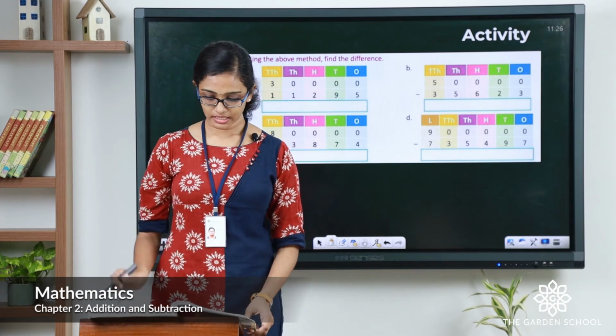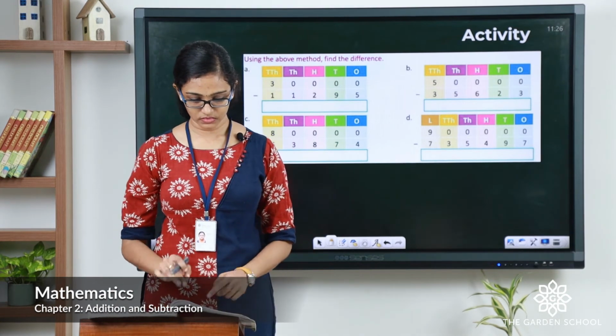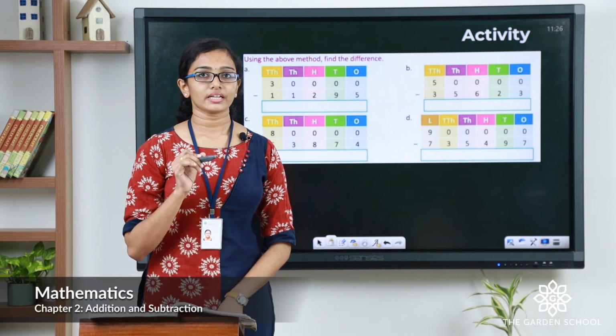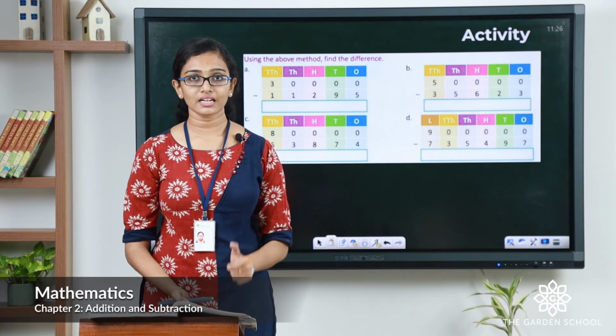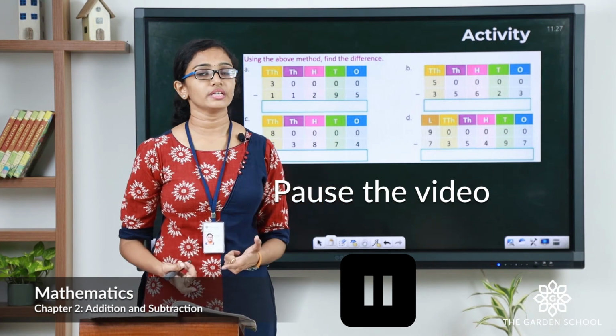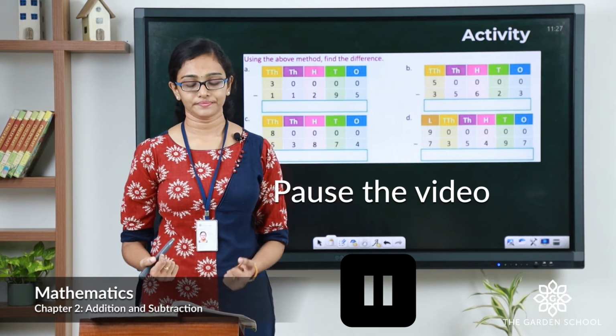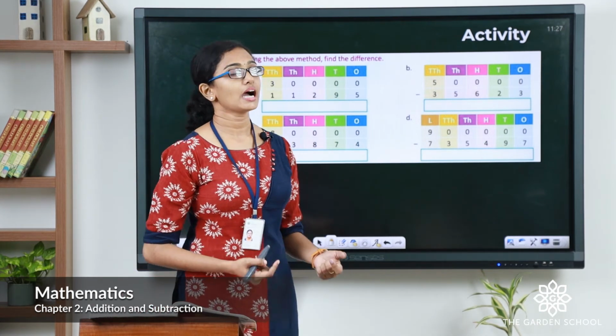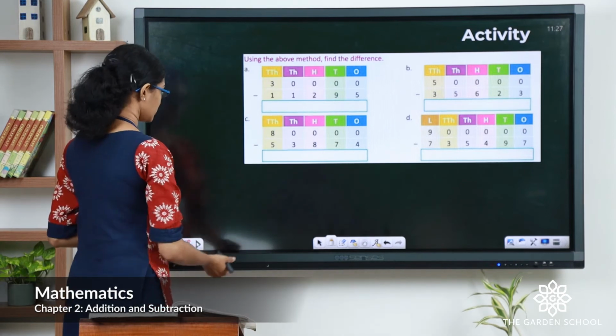Now in page number 32 of your textbook, you can see the heading Fun with Maths. You can just go through the topic and below that you can see these questions given there. You can pause the video, finish the questions and come back. I hope you have finished writing the answers. Now let's check how we can do these subtractions.